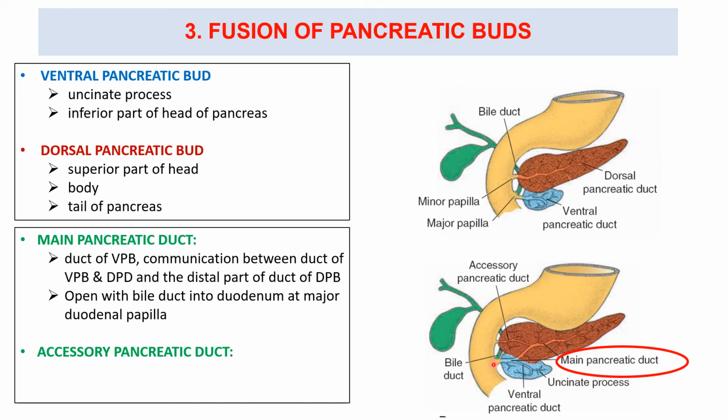This main pancreatic duct joins the bile duct and both together open into the second part of the duodenum as a major duodenal papilla, and this is a very important landmark because this is exactly the junction between the foregut and the midgut.